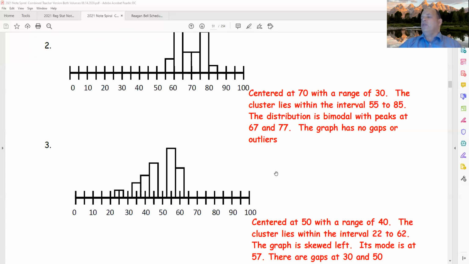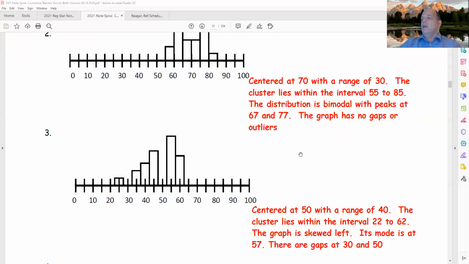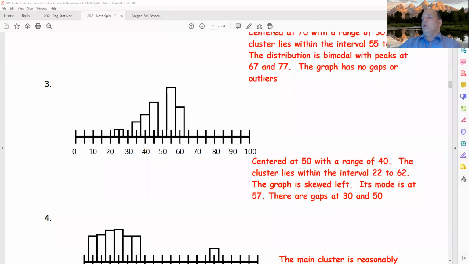That's how I got the range. It's been stretched to the left, so it's skewed left. And it has a mode at 57. How do I know this? This is the one that happened most often, so that's where the mode is. Not always required to talk about, but you can. And there are gaps at 30 and 50, and so those are my unusual features at 30 and 50. All right, the next one.